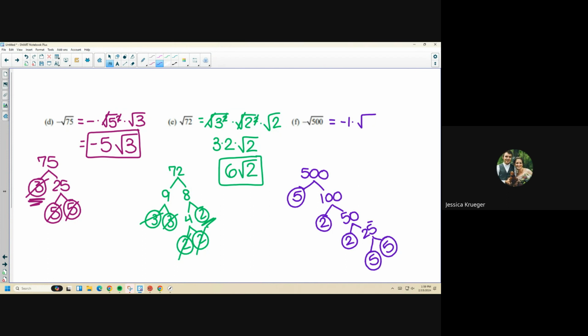So now I want to look at my prime factors. I see a pair of 5s. So 500 has a 5 squared factor. I see a pair of 2s. And then there's this 1 5 left over. So this becomes negative 1 times 5 times 2 times square root of 5 stays because I can't simplify that. Negative 1 times 5 times 2 is negative 10 radical 5.